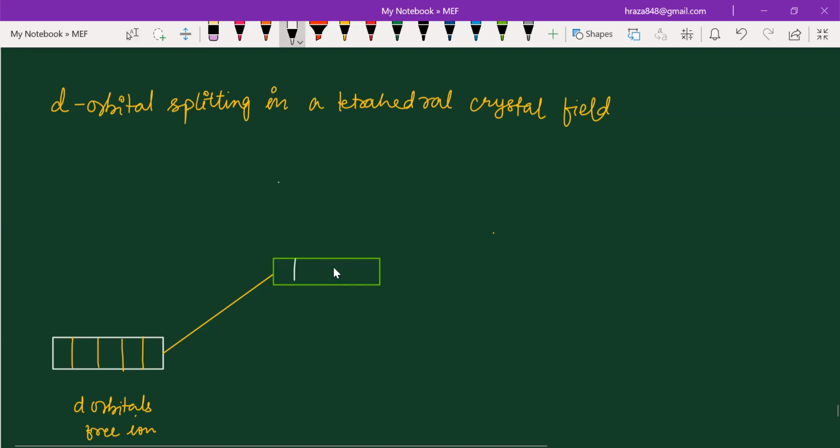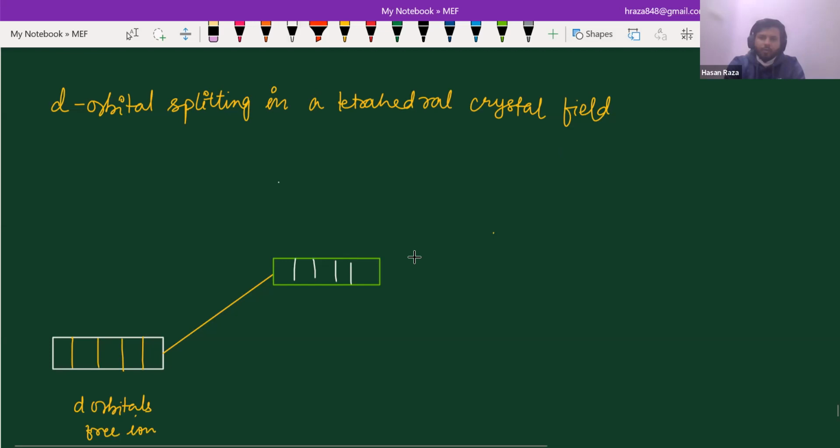So this is 1, 2, 3, 4 again. Now this will be divided into two parts, split into two parts: this and this. The only difference is that you can see the upper level is now reversed in this.